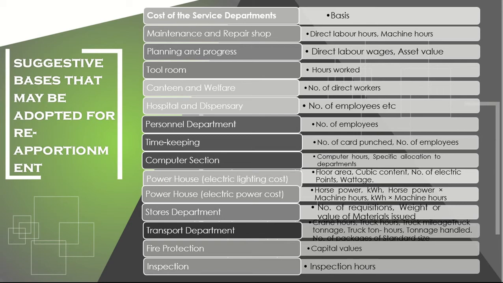11. Stores department: number of requisitions, weight, or value of materials issued. 12. Transport department: crane hours, truck mileage, truck tonnage, truck ton hours, tonnage handled, number of packages of standard size. 13. Fire protection: capital values. 14. Inspection: hours. Methods for reapportionment.